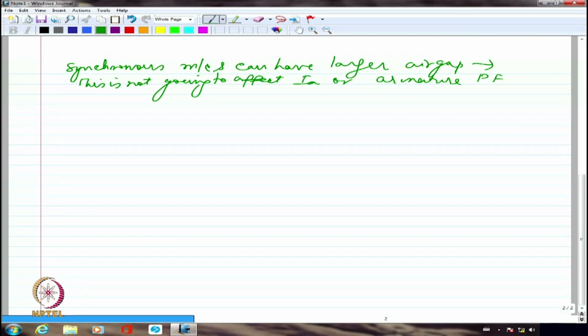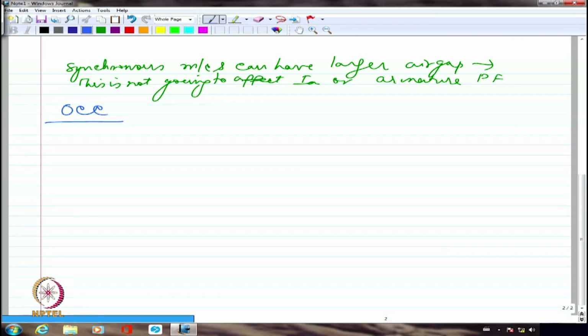Right? We said field can be varied and we are going to look at what is the generated EMF under open circuit condition of the armature. See, in the case of a synchronous motor, I am providing excitation anyway from the rotor. So I can increase the flux or decrease the flux essentially by adjusting the rotor current. I don't have to play around with the armature current or armature power factor. So the air gap will not affect the armature current or armature power factor.